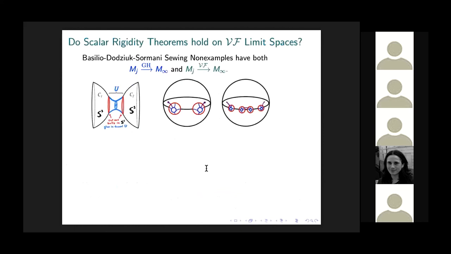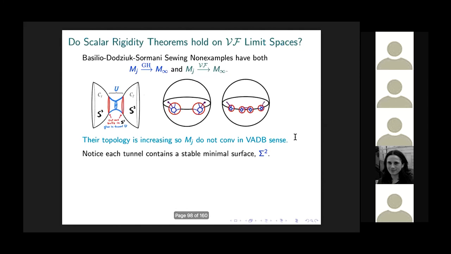Now people say, do scalar rigidity theorems hold for volume preserving intrinsic flat limit spaces? As I said, there are non-examples, right? There are GH and VF converging sequences made out of the sewing that didn't work, but they have the topology increasing. So they're not counterexamples for the volume above, distance below convergence.